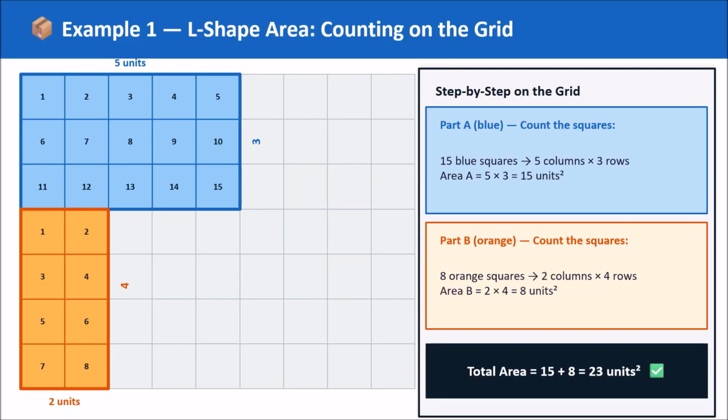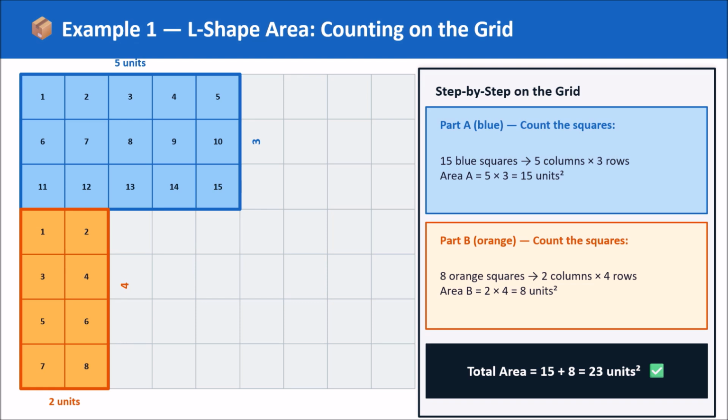Now let's apply the strategy to find the area of this given shape. I have split it into two parts and numbered every single square. You can see exactly how many there are. Consider part A, the blue rectangle. Count the blue squares 1, 2, 3, all the way up to 15. That's 5 columns and 3 rows. Therefore, the area of rectangle A, the blue one, is 5 times 3 equals 15 square units.